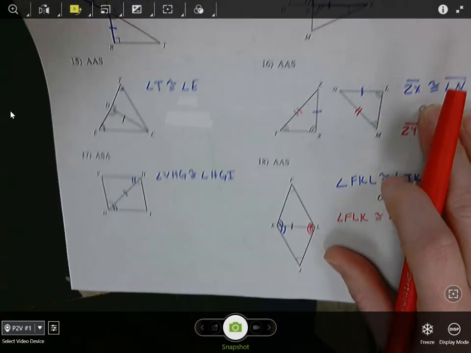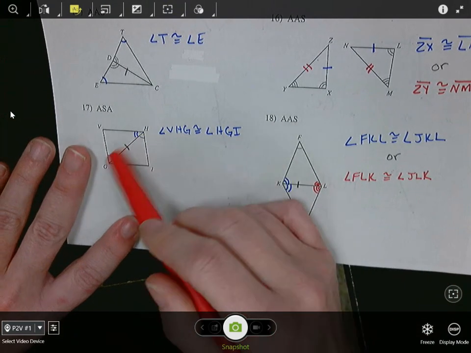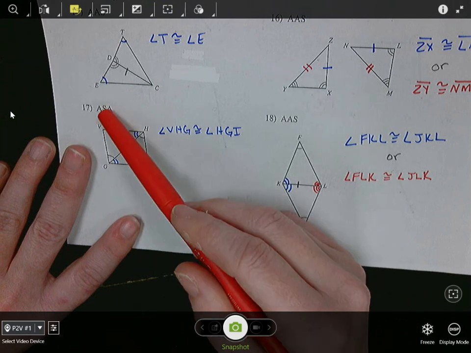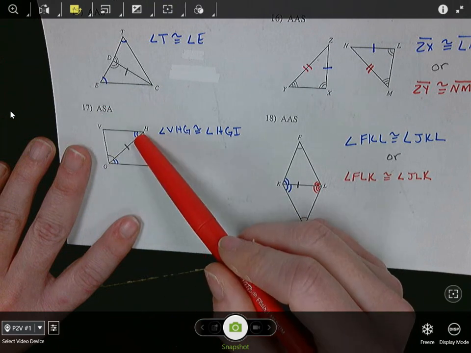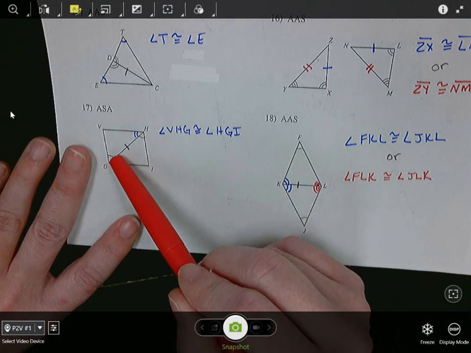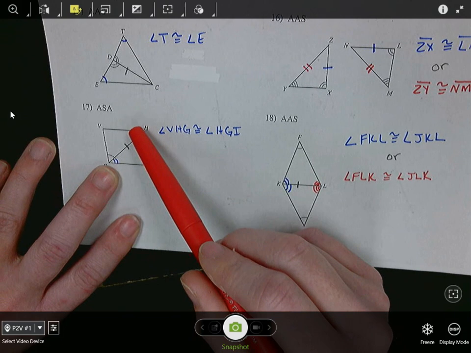Number 17, they wanted me to use angle, side, angle. Well, I had a pair of angles marked and I had a side marked because of reflexive property. So I needed another angle and it needed to be the angle that's on that same side. So they already had this side, this angle. So I needed this angle down here and then also needed this angle up here.